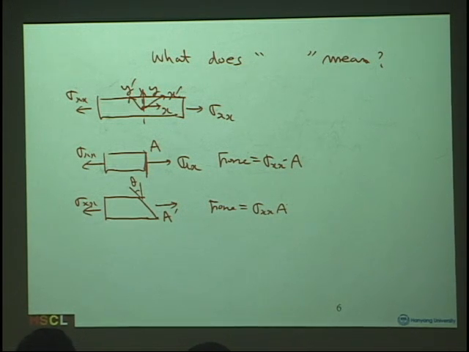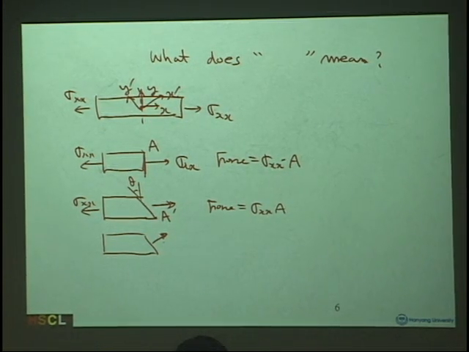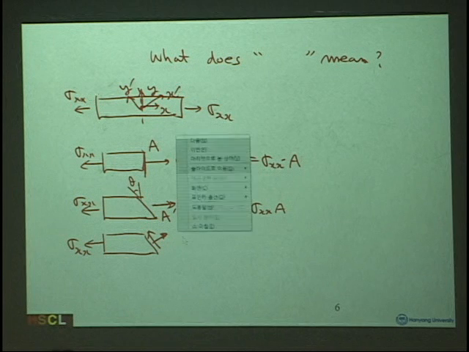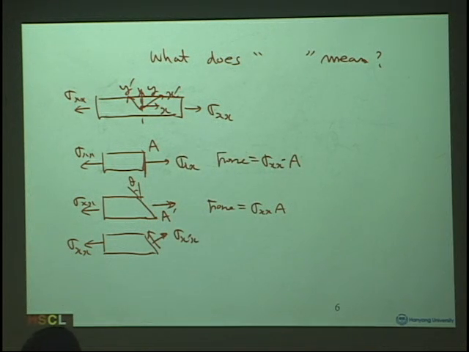Because to have force equilibrium at the left-hand side and the right-hand side, the total force should be the same. But by definition, this force will have a component normal to this plane and a component parallel to this plane. So by definition, this will be called sigma x prime, and this will be called sigma x prime, y prime.